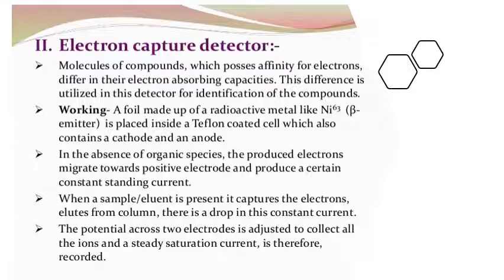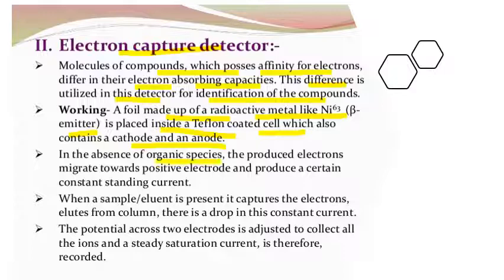The second detector is ECD, for molecules of compounds which possess an affinity for electrons. On the basis of the difference in electron absorbing capacity, this difference is utilized by this detector for the identification of the compound. In this detector, there is a foil made up of radioactive metal, nickel 63, which emits beta particles. It is placed inside a Teflon coated cell, which also contains the electrodes, cathode and anode.